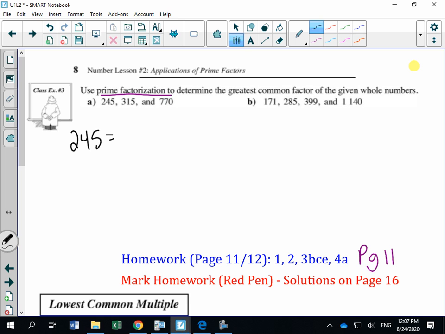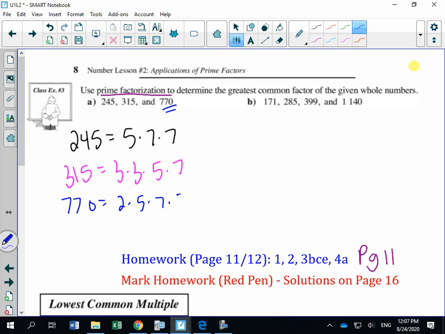So I want you to write down 245. The prime factorization of 245 is 5 times 7 times 7. If you want to break it down and check my answer, you could definitely do that. Or I'm just going to give you this work for now. 315, if you broke that down by the factor tree, we would get 3 times 3 times 5 times 7. And the last one is 770. So if you broke that guy down using the factor tree, you'd get 2 times 5 times 7 times 11.